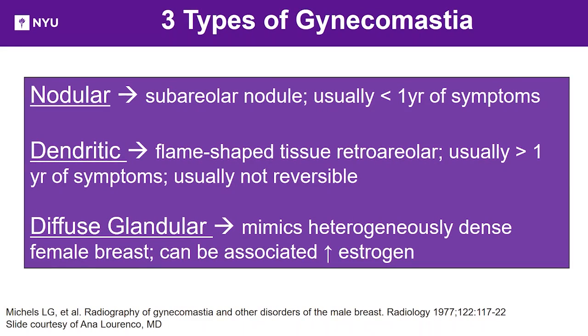So, as I told you, here are the 3 different types of gynecomastia. Nodule is subareolar nodule. Usually seen in patients that have been symptomatic for less than 1 year. And the idea is after a year, there is a fibrosis that sets in, becomes this flame-shaped pattern. And usually, the gynecomastia at this point is not reversible. And finally, the diffuse glandular pattern, as I mentioned earlier, mimics heterogeneously dense female breasts, and is usually associated with a higher level of estrogen circulating within the body.